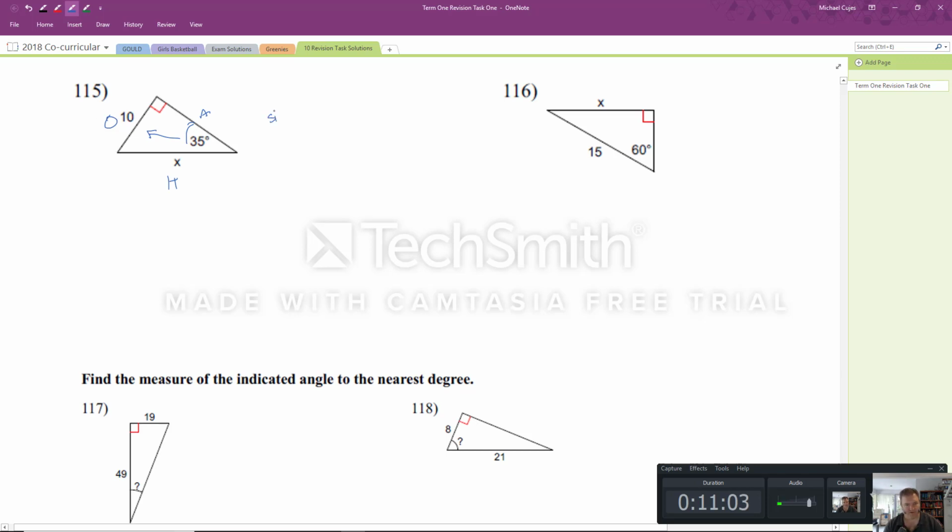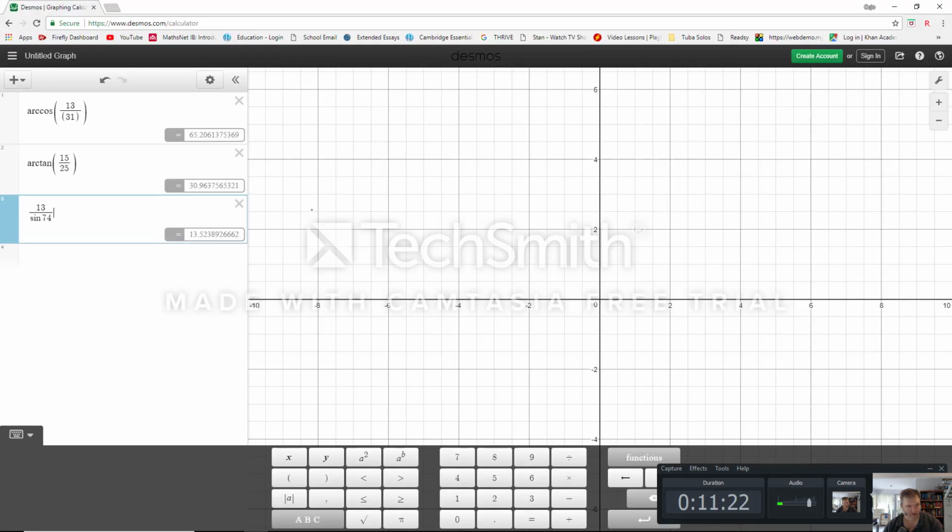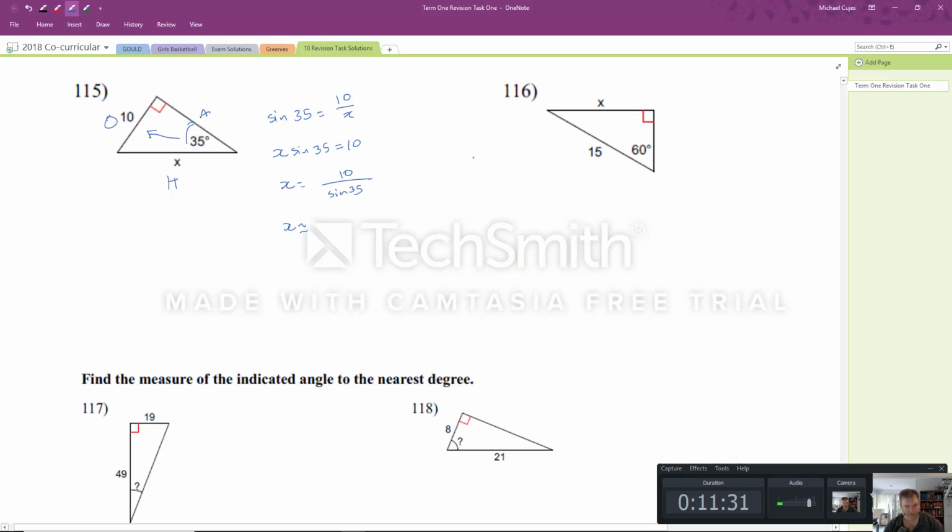Looking for the hypotenuse, this is a sine theta ratio. Sine of 35 equals 10 over x. Multiply by x. X sine 35 equals 10. Divide by sine 35. And that comes out as 17.4.